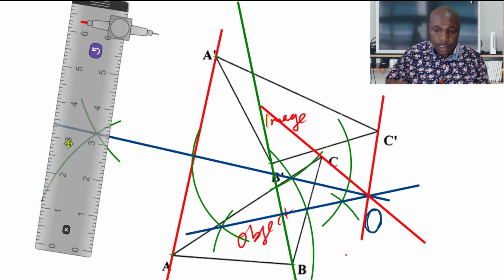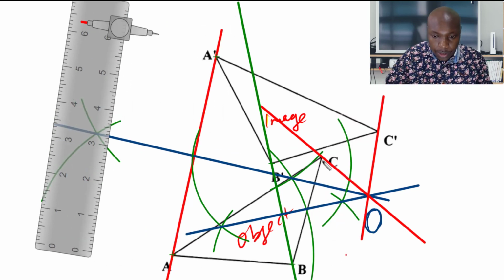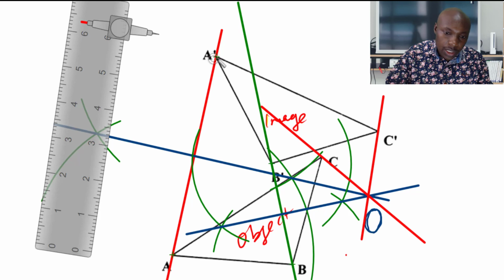Now we've joined point C to the center. Then from the center you draw another line joining from the center of rotation to C prime. You can still do it like this. You can join A to the center, then from the center to its image, that is A prime. You can also join from B to the center of rotation, then from the center to B prime.